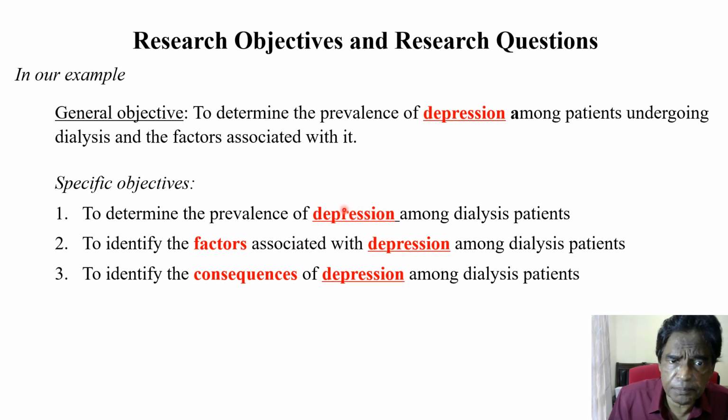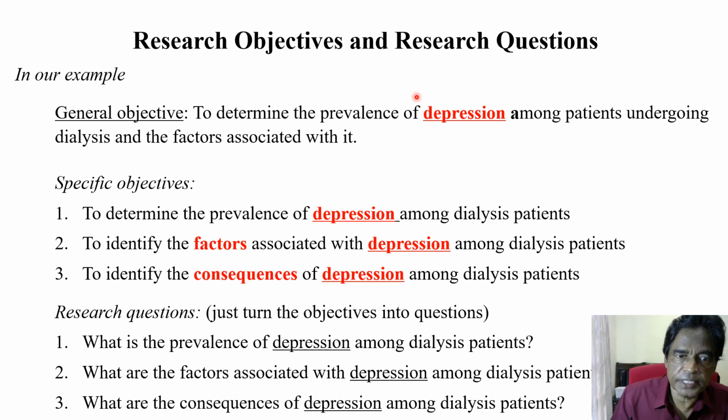Just measuring this alone, 40% of the dialysis patients are depressed, that's not enough. Why are some depressed, some are not? Who are the 40%? Who are the 60%? What are the factors associated? We need to know this. And what if they're depressed? 40% depressed, so what? What are the consequences? Right? So these are the 3 specific objectives we are taking for this particular research.